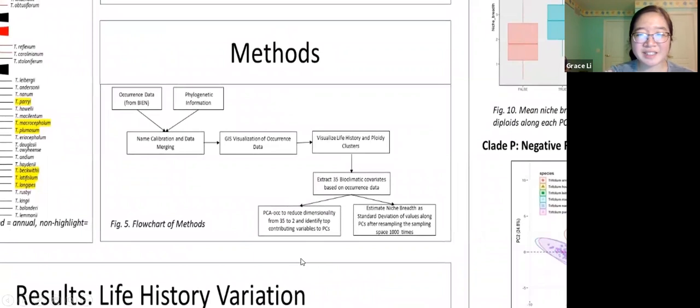We tested our hypotheses by extracting the values of 35 bioclimatic covariates based on species occurrences. We determined the PCs and the top contributing variables to each PC. We estimated niche breadth as a standard deviation of values along each PC after resampling the niche space 1,000 times.